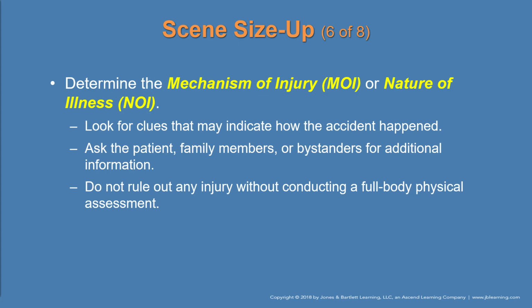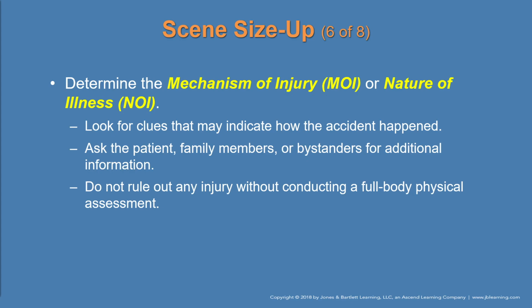All right. So in the next few slides, we're going to cover some key terms. And we're going to start off with the terms mechanism of injury and nature of illness. This is often referred to as MOI for mechanism of injury or NOI for nature of illness. Although, just be warned, those two things sound very, very similar over the radio. So we'll use terms like mechanism as an abbreviation for mechanism of injury.